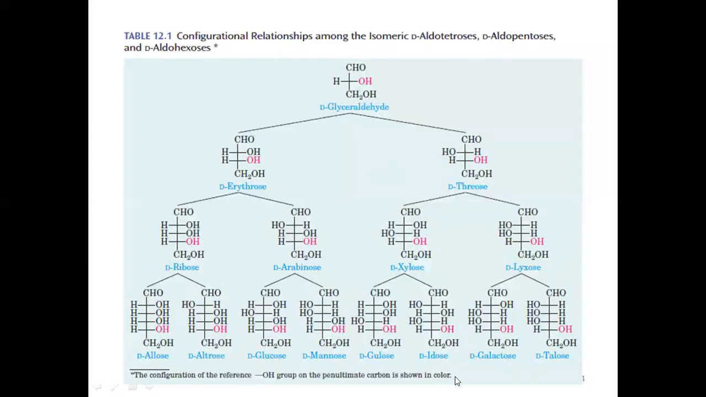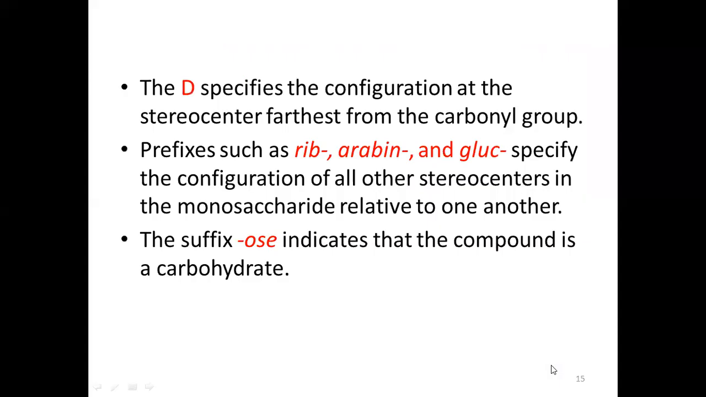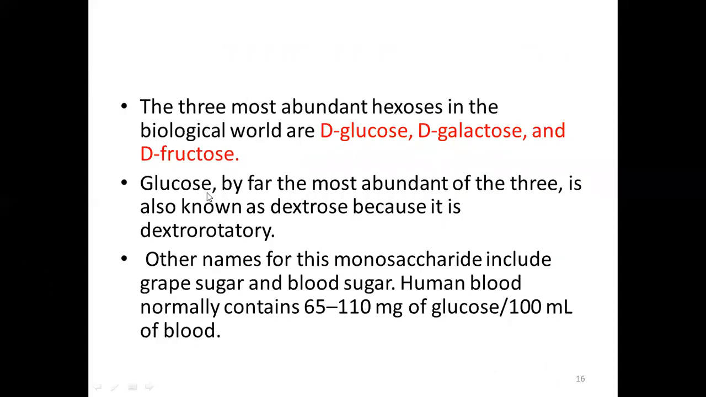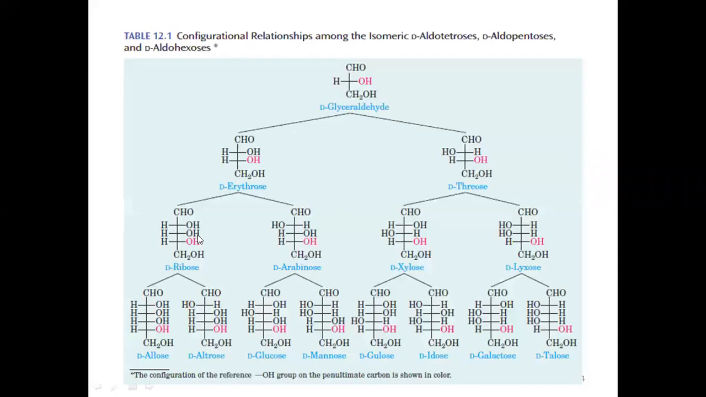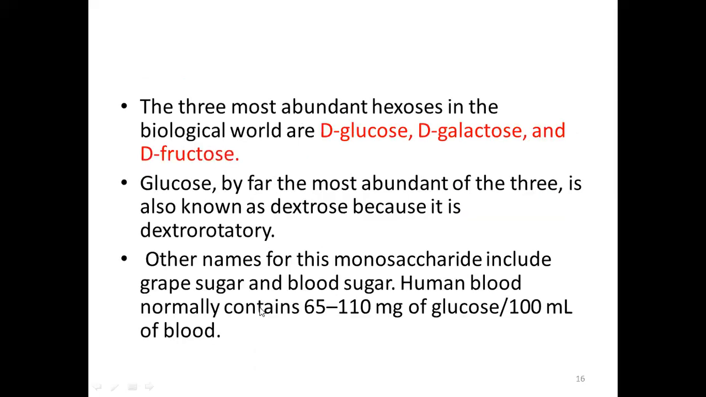So glucose, galactose, and fructose. Fructose we will see later on in the next one. Glucose by far is the most abundant of the three and is known as dextrose because it is dextrorotatory. So where is your glucose? You have it here, and the D, it's dextrorotatory. But D doesn't mean dextrorotatory. The reason I mentioned earlier is that its specific rotation is already indicated.